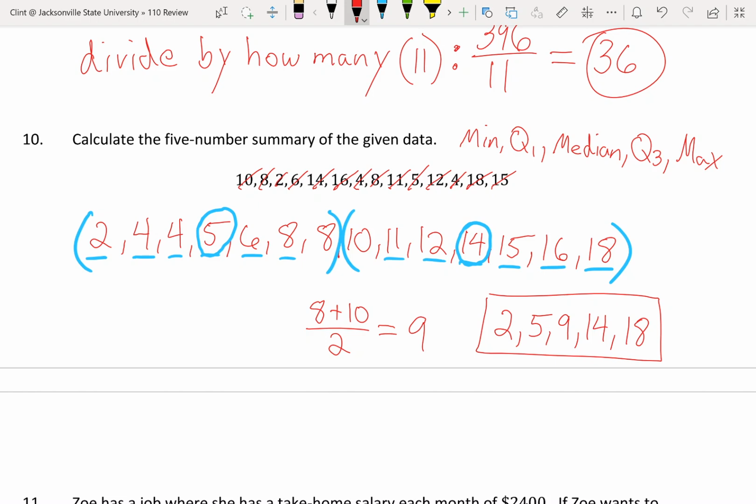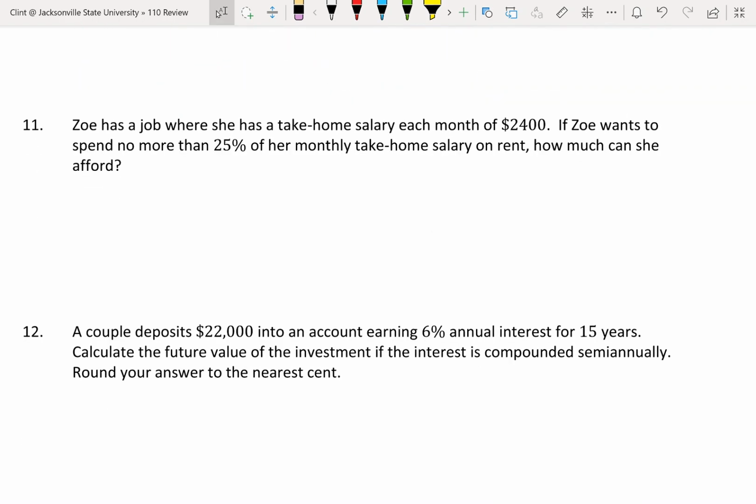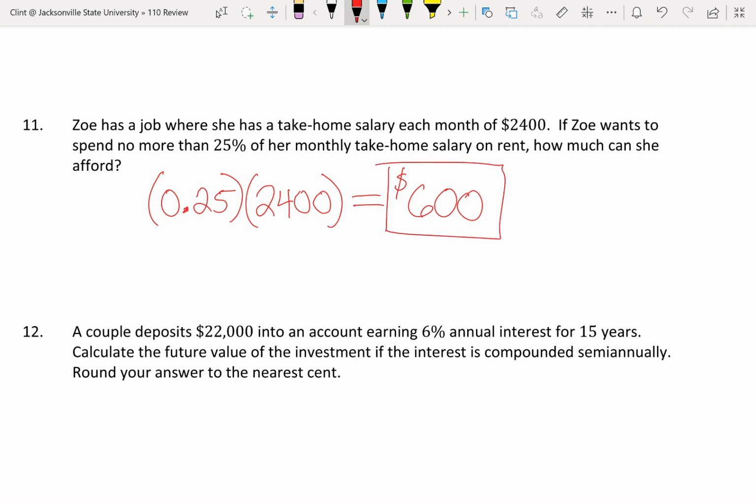11. Evan says Zoe has a job where she has a take-home salary each month of $2,400. If Zoe wants to spend no more than 25% of her monthly take-home salary on rent, how much can she afford? Don't try to jump to some big complicated formula. All we're looking for here is 25% of 2,400. Change 25% to a decimal. Multiply by 2,400. It's $600. That's it on that one. Nothing complicated like some of them.